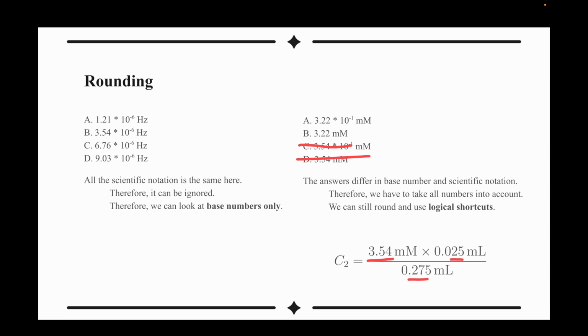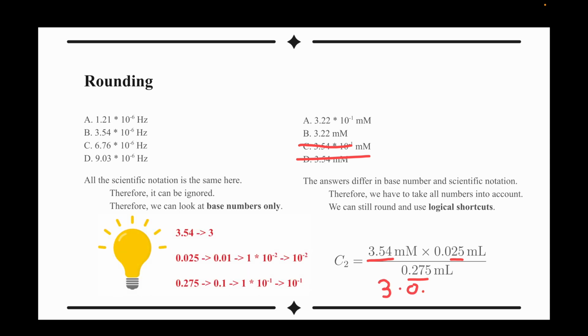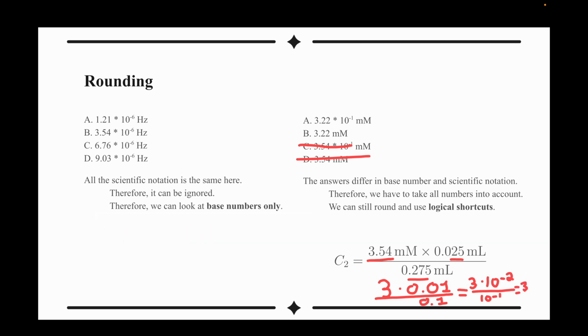We can change this equation into a much simpler form by aggressively rounding all the numbers down to very simple numbers. 3 times 0.01 divided by 0.1, or 3 times 10 to the negative 2 divided by 10 to the negative first. Simplifying that, we get our final answer of 3 times 10 to the negative first, which most closely matches answer choice A. And that is the correct answer. Again, I want to emphasize here, we solve this question by using logical shortcuts and the process of elimination, and by making the math as easy as possible for us through aggressive rounding.